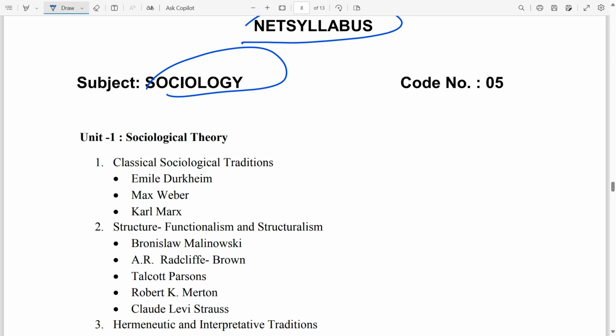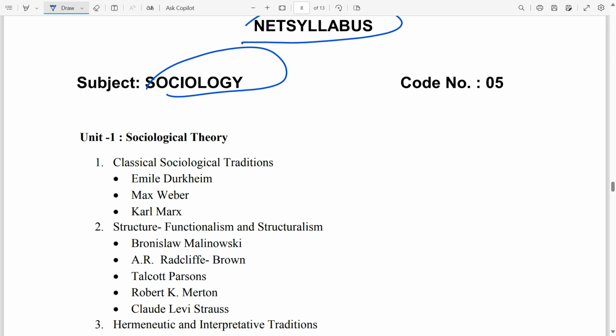Chronology they have asked from books, and also about the research books. Different thinkers are a very important part of the NET sociology syllabus, and from them also they have asked basic concepts. So you have to read deeply about every topic. First of all, let us discuss the topics here.